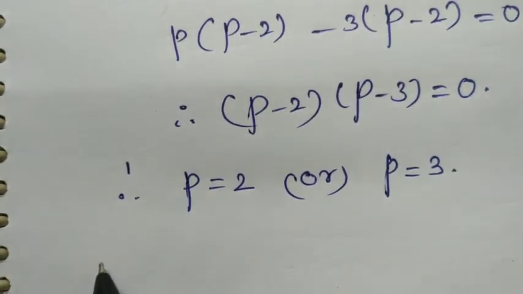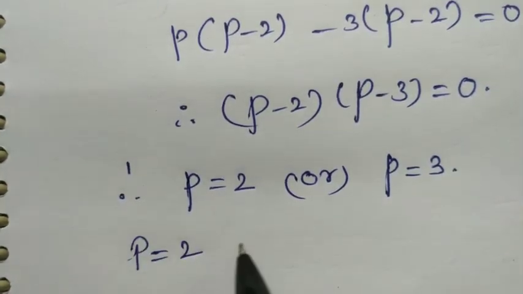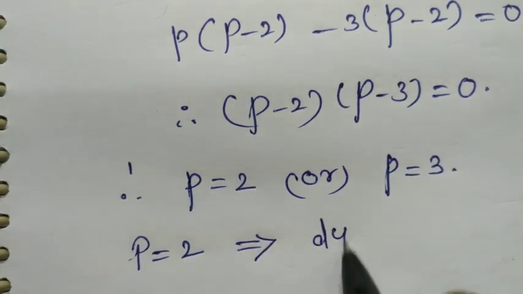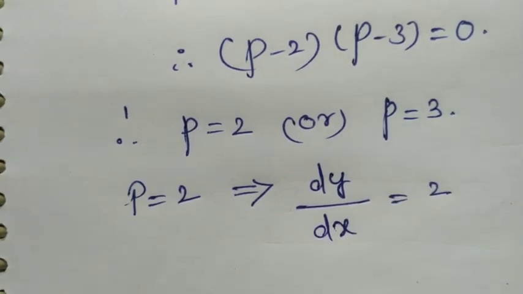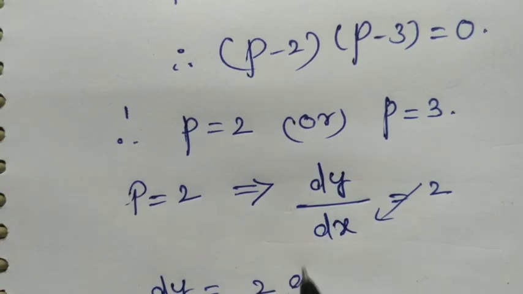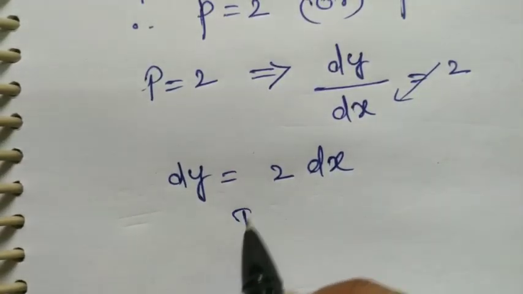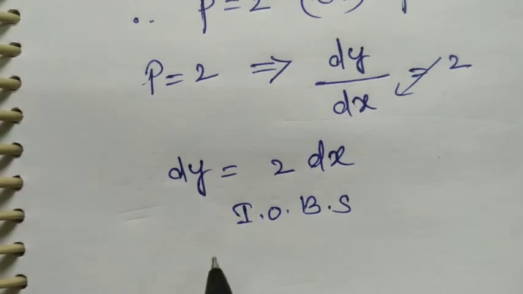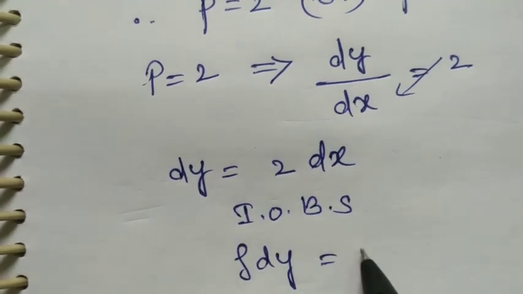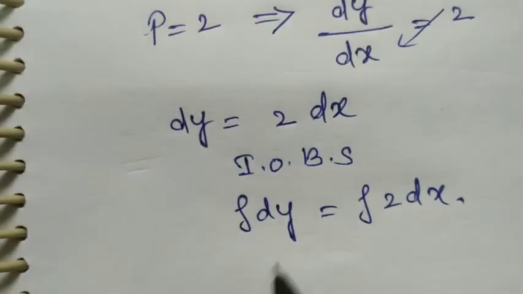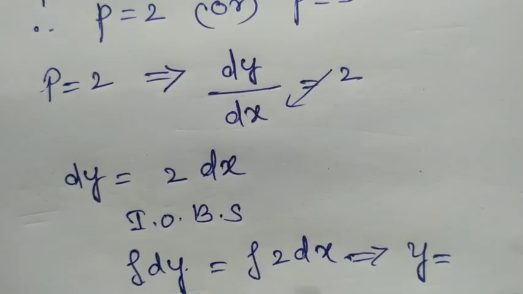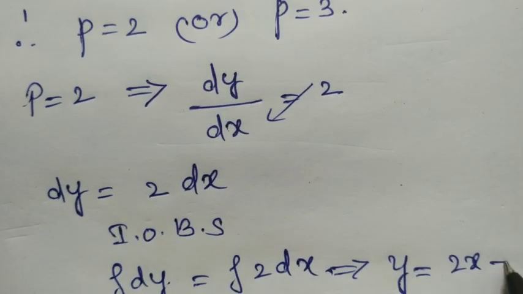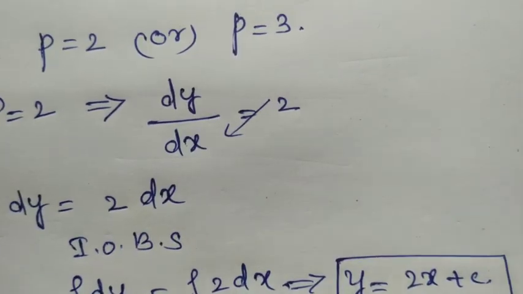By taking the first equation, p equal to 2. We know that p is dy by dx, so dy by dx equal to 2. Then cross multiplying, dy equal to 2 dx. Integrating on both sides, integration of dy equal to integration of 2 dx. The integration of dy is y, which equals the integration of 2 dx, that is 2x plus c. So this is the first solution.